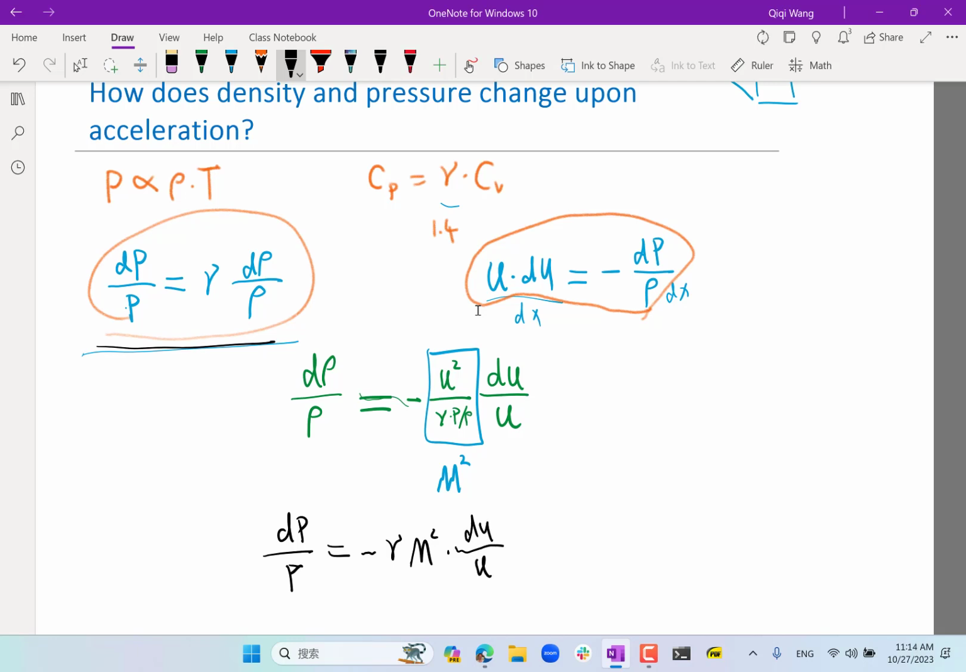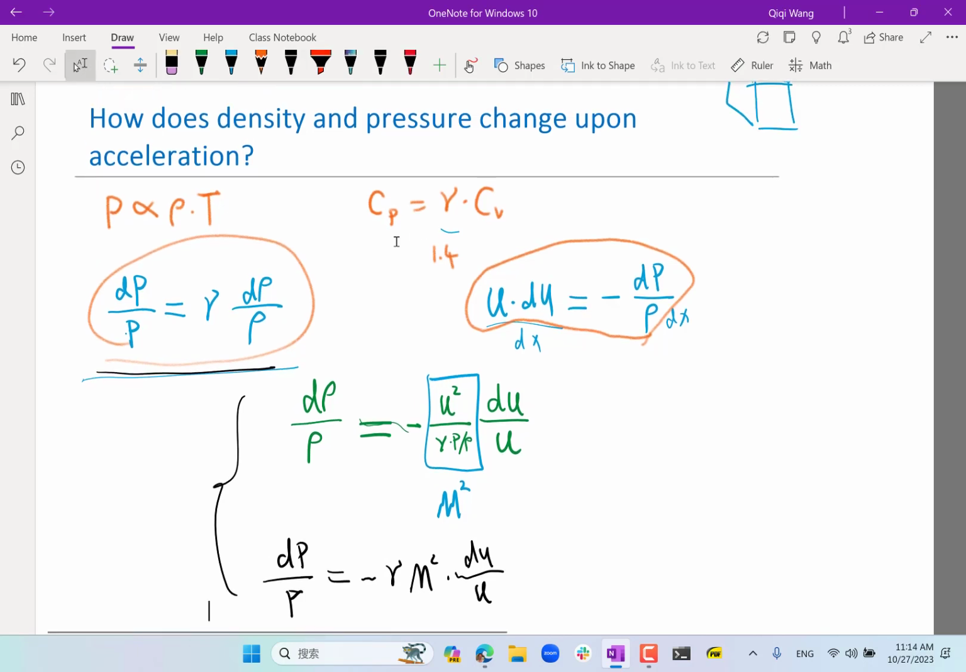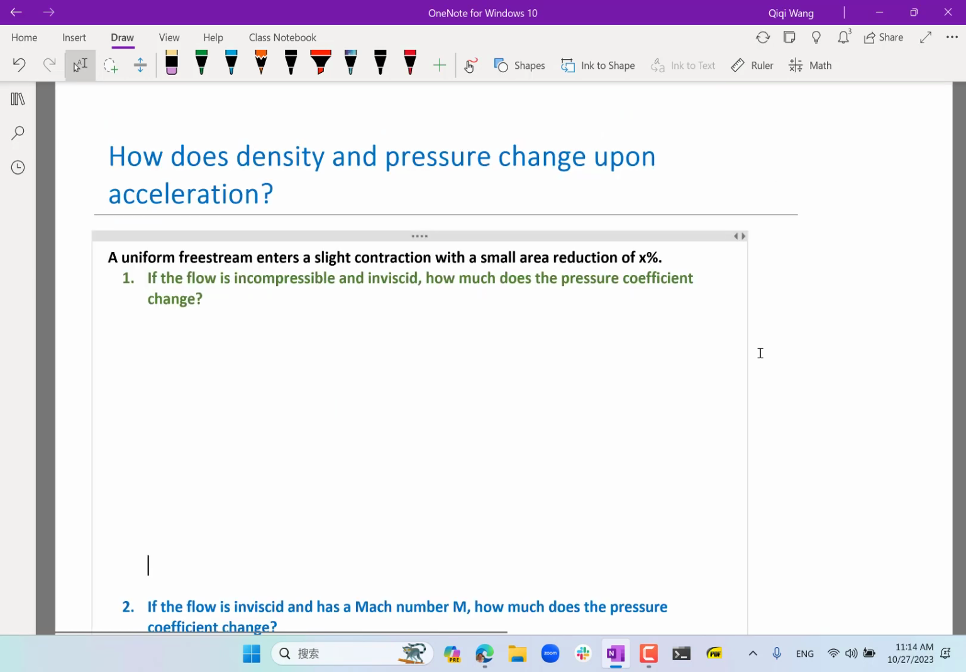All right. So the pressure changes in an even more sensitive way than a density change to acceleration. Okay, so let's actually start by using these two equations and look at an example problem, right? We might be asked when examining aerodynamics of something.